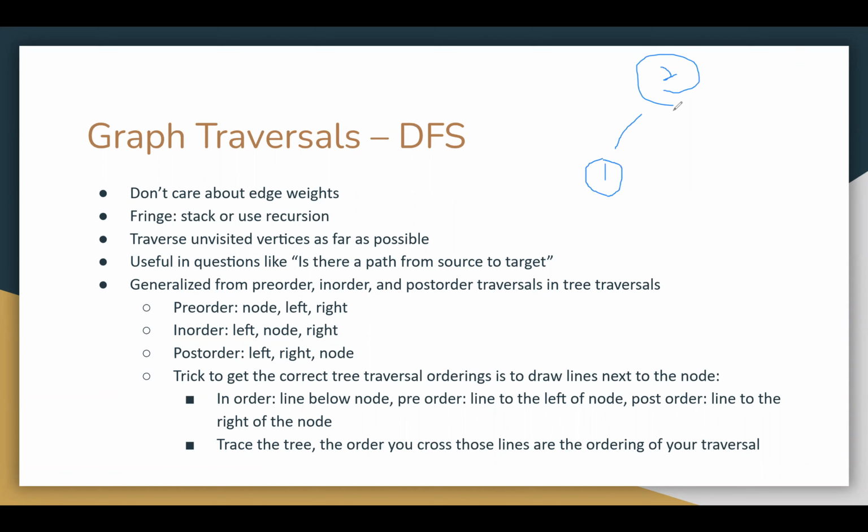So it's 2, 1, and 3. By drawing the line, what I mean is you draw a line below the nodes, and then when you trace the BST, it will give you the correct in-order output. So it would go from 1 to 2 to 3. And then for pre-order, it would be a line to the left of the node.